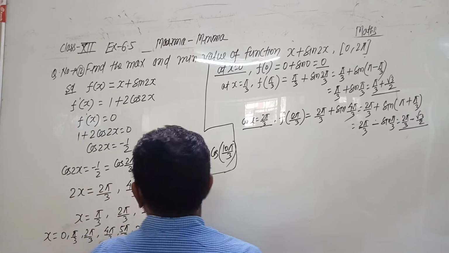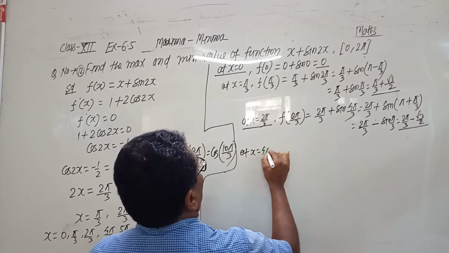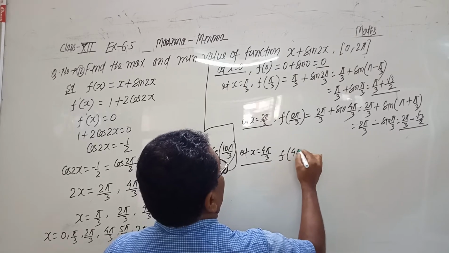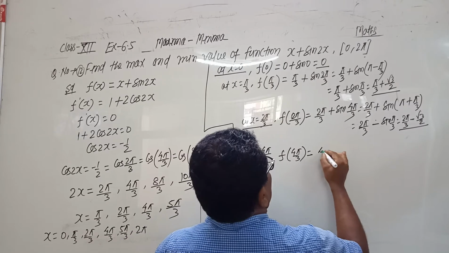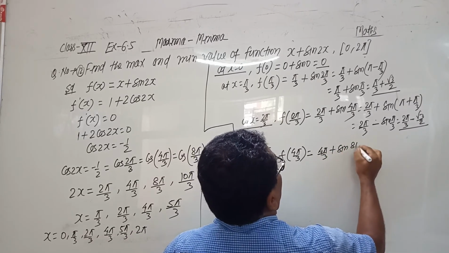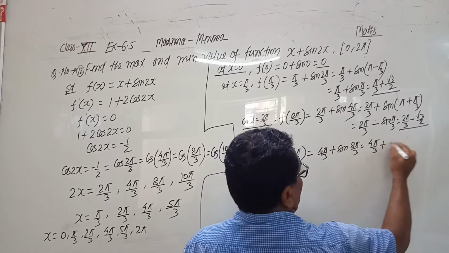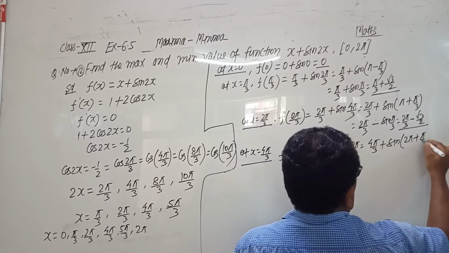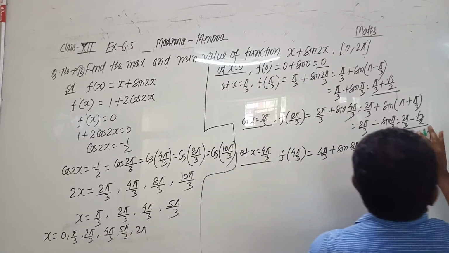Now at x equals 4 pi by 3, f of 4 pi by 3. So x plus sine 2x means 4 pi by 3 plus sine 8 pi by 3. And this is written as 4 pi by 3 plus sine of 2 pi plus 2 pi by 3.